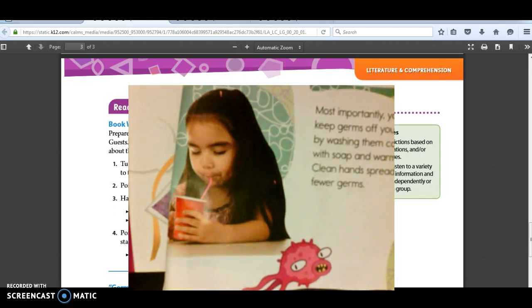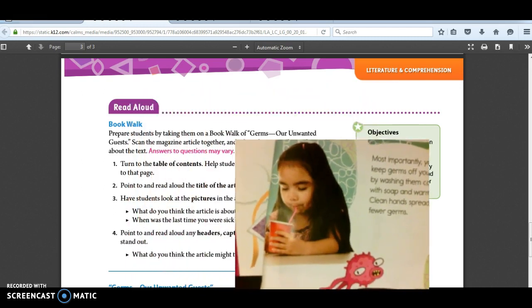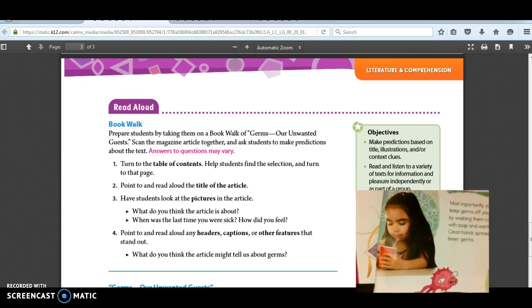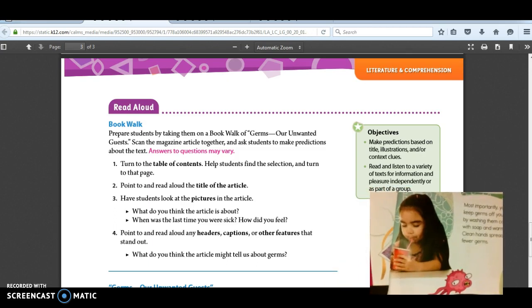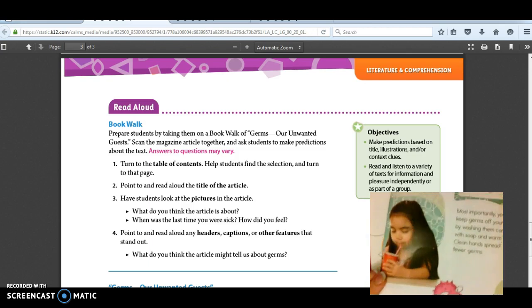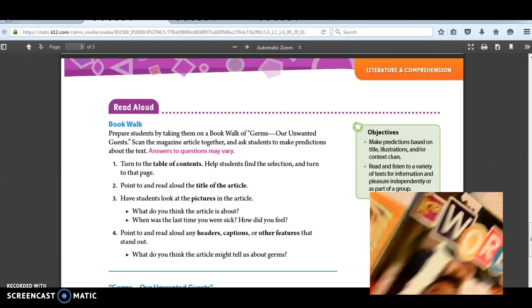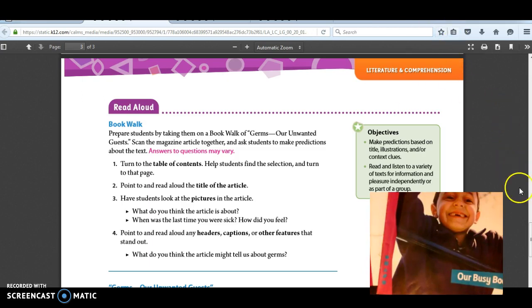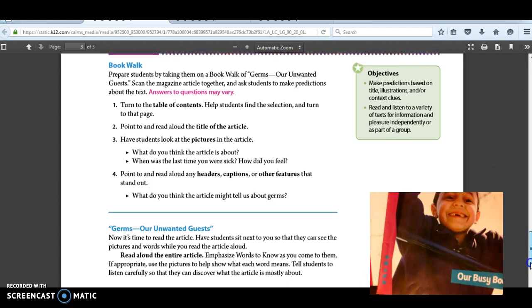Once you have gone through the pictures, then you are ready to ask the question to them, what do you think the article might tell us about germs? So kind of ask them that question before you begin to read the article aloud to them. At this point, I will pause for you to read aloud the article.